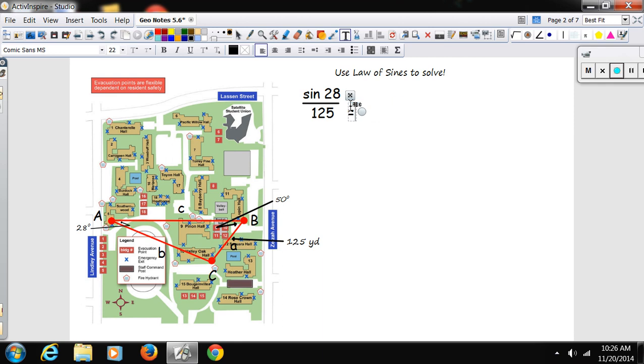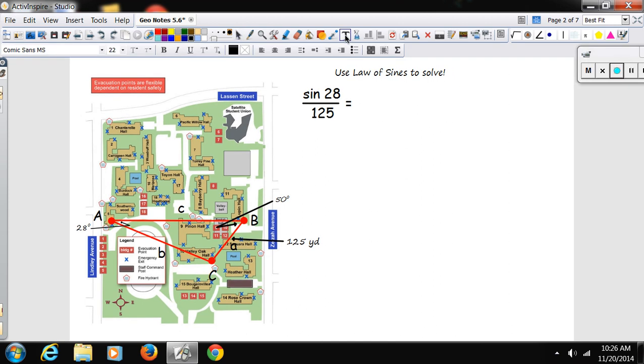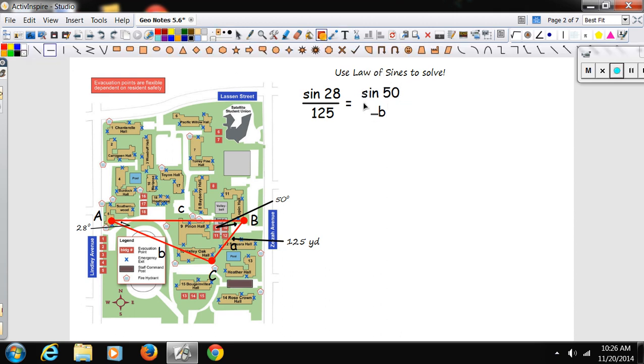We're going to set that equal. And what other value do I have? I have B, right? So I'm going to have to use sine of B, sine of 50. And what letter then has to be the one I'm looking for? I got to be looking for little b because I have the sine of B on top. It's always got to be A over A, B over B, C over C. So that's going to be my proportion.